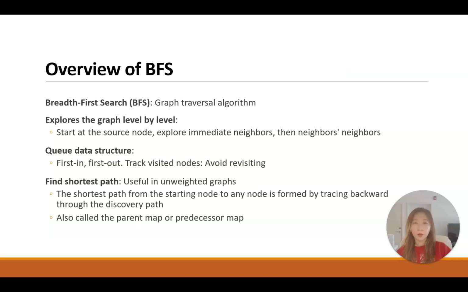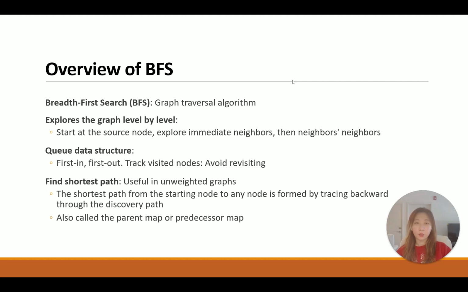Welcome to today's topic of breadth-first search. BFS is a graph traversal algorithm for visiting or exploring nodes in a graph level by level. It starts at the source node, visits all of its immediate neighbors first, then moves on to the neighbors' neighbors, and so on. To manage the traversal process, BFS uses a queue data structure that follows the first in, first out rule, meaning the node added first is processed first. This helps us keep track of what to visit next and in what order.